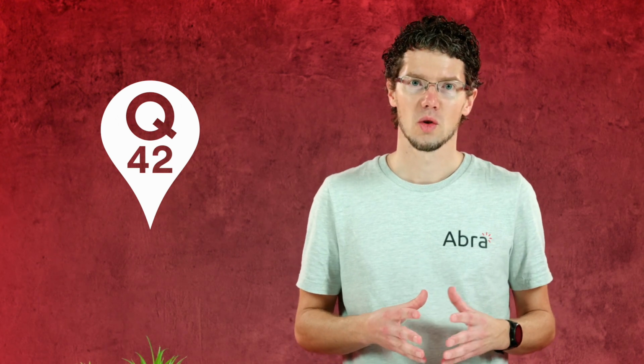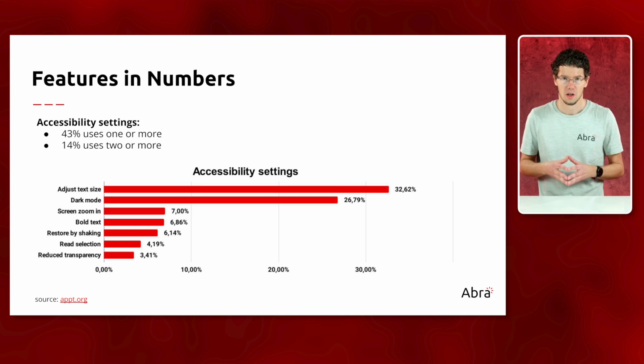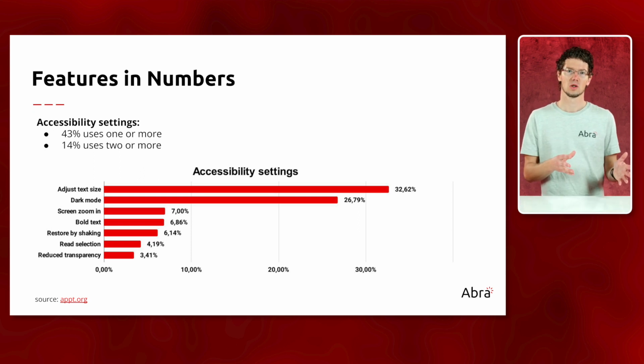Let's talk about the numbers first. Features in numbers. Q42 did extensive research on the use of accessibility features based on more than 1 million iOS users. 43% of the users use one or more features and 14% of the users use two or more.